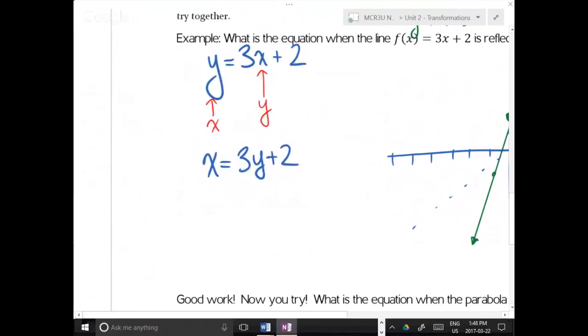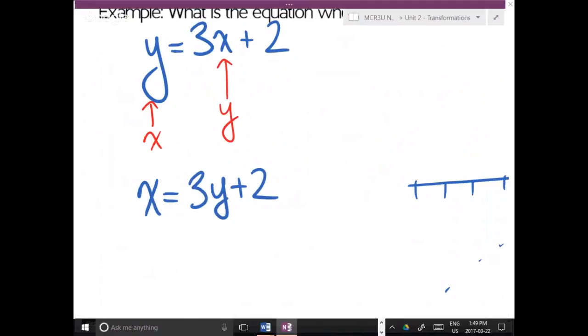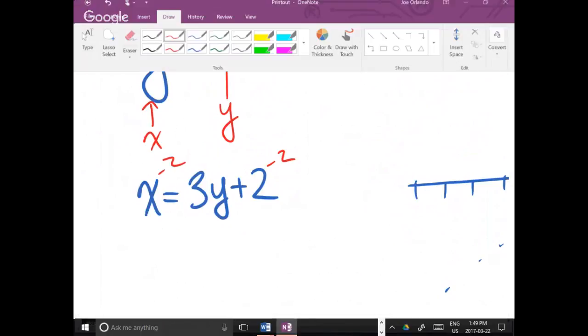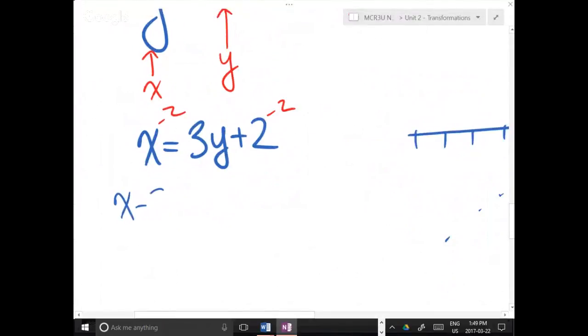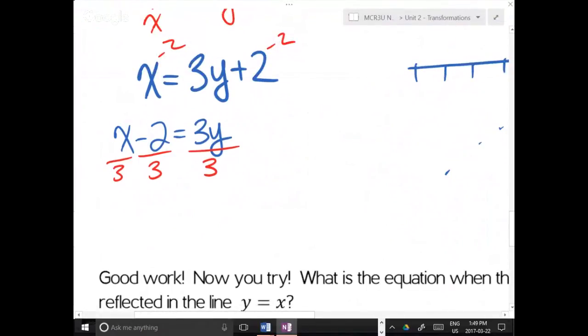So let's do that. If I want this to be in the form y equals mx plus b, because this is still going to be a line, what do I have to do? Well, this 2 is cramping my style, so we'll say subtract 2 from both sides. What will that leave me with? x minus 2 equals 3y. And then, of course, I want to get rid of that 3, so I have to divide by 3. And if I divide that by 3, I've got to divide everything by 3, both sides. And so what's that leave me with?